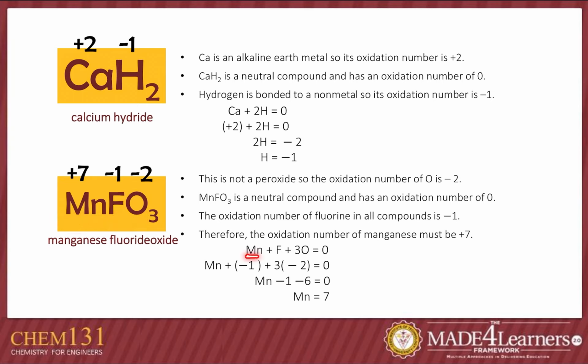So one manganese plus one fluorine plus three oxygen, and that's equal to 0. So fluorine has an oxidation number of negative 1. Oxygen is negative 2. So minus 1, minus 6, therefore manganese has an oxidation number of positive 7.